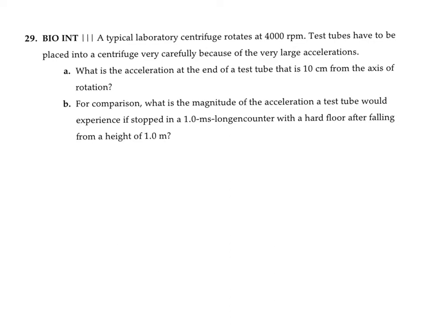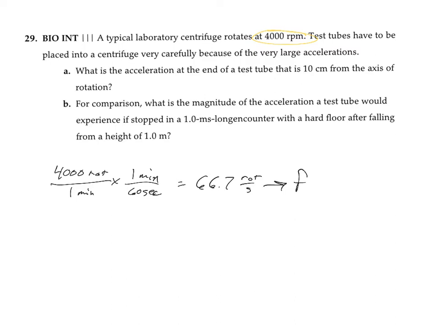All right, so they're playing games with us, rotations per minute. Let's get rid of that right away. 4,000 rotations per 1 minute. Let's get rid of minutes. 1 minute is 60 seconds. So it's basically 4,000 divided by 60, and I'm going to get 66.7 rotations per second, and that's my frequency.